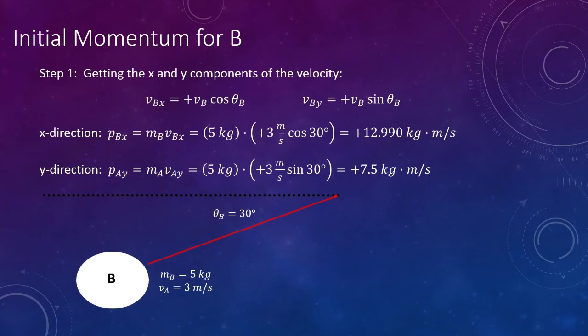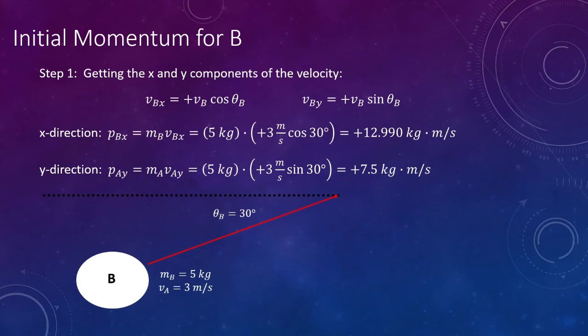So the momentum of B in the x direction is its mass times its velocity in the x direction, so 5 kilograms, and its x velocity is positive 3 cosine 30 degrees. Again, it's going to the right, so it's positive x, and we use a cosine to get the adjacent part. You should end up with something close to plus 13 kilograms times meters per second.